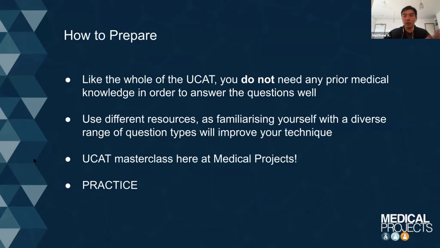So for the abstract reasoning section of the UCAT, how does one prepare? Like the whole of this exam, you do not need any prior biomedical science knowledge, any medical knowledge, any sort of revision from a syllabus in order to answer the questions well. As I said before, what will make you answer the questions well is practice and getting used to the types of questions the exam board like to ask. That is quite distinctly different from, for example, learning about a load of ions in chemistry or learning about, I don't know, the structure of a protein.